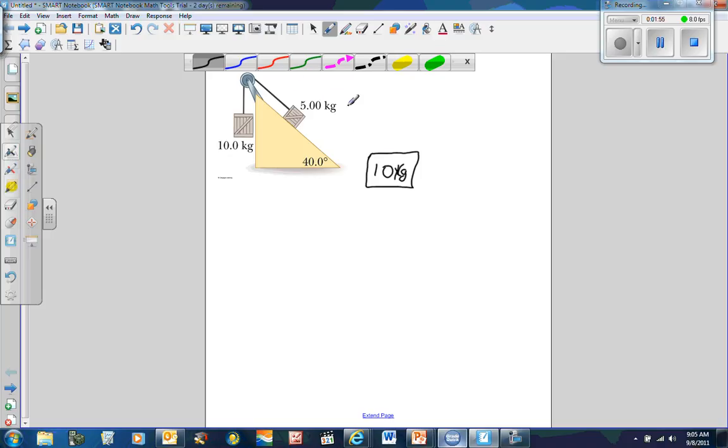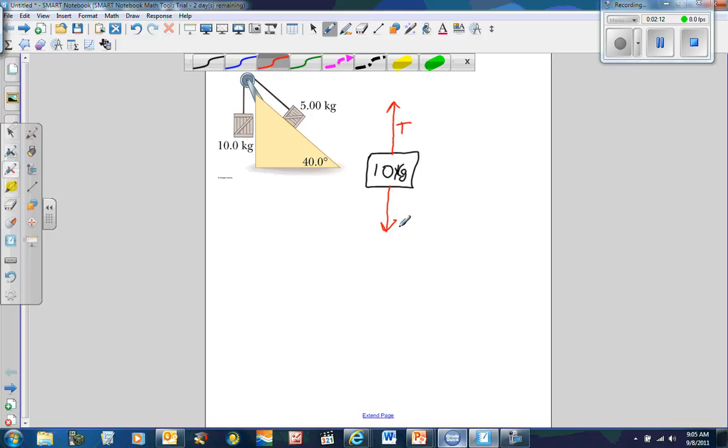So let's start out with the 10 kilogram crate. We're just going to do two significant figures. I know the problem has 3, I'm just going to do 2. How many forces are on this? Well, there's only 2. I'm going to use red for vertical and blue for horizontal. And there's a tension force up from the cable. We don't know what that is. And there's a gravitational force downward, also known as weight.